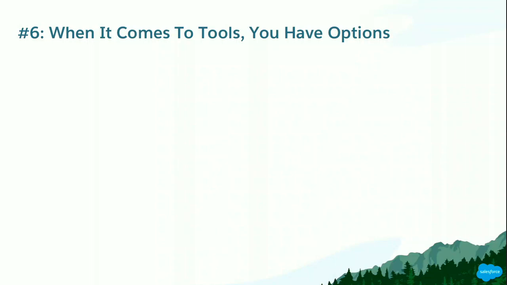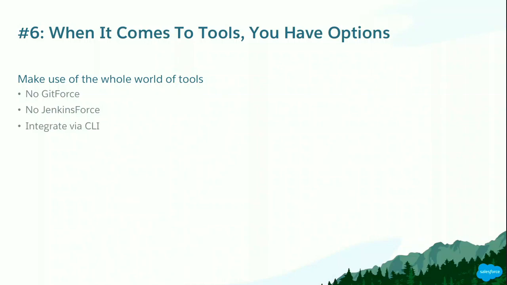Point number 6 you need to know: when it comes to tools, you have options. One of the things we wanted to do with DX was to allow you to use the tools you wanted rather than to provide them all for you. So you want to make use of the whole world of tools out there for testing, for continuous integration, continuous delivery. We didn't want to build Git for us. We didn't want to build Jenkins for us. We wanted you to use Git and to use Jenkins. And the CLI allows you to integrate any tool you want out there into your DX process and lifecycle.